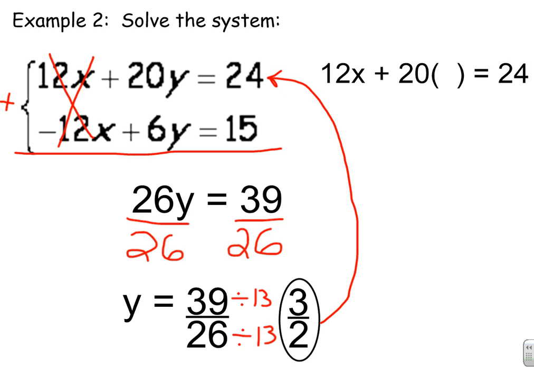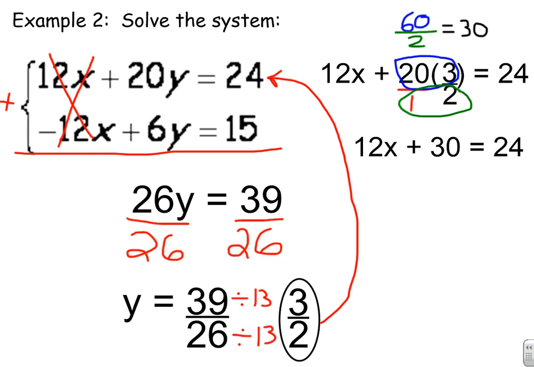I rewrite the top equation with parentheses instead of the y variable. We're plugging in our 3/2, which is what we got y to equal. Now, to do the math, remember we got to invite 20 to the fraction party. We then say 20 times 3 is 60, 1 times 2 is 2, and 60 divided by 2 is 30. So that whole area, 20 times 3/2, gives us 30.